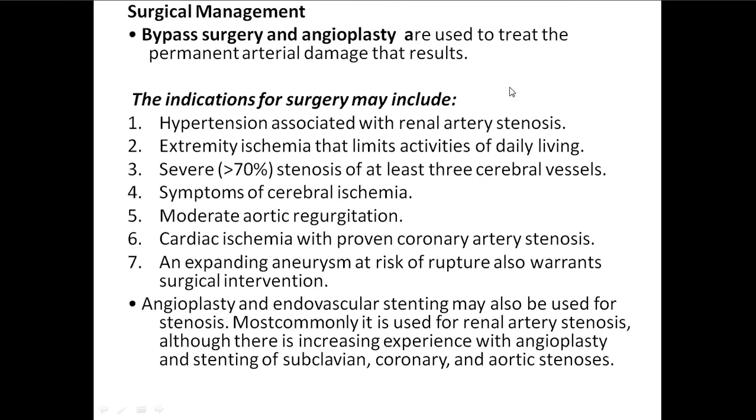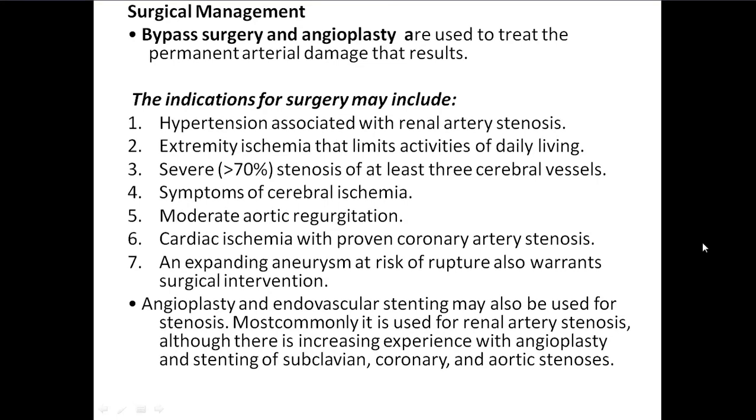So in simple terms, you can say when there is involvement of the kidneys secondary to renal artery involvement, or involvement of the brain due to the cerebral vessels, at least 3 cerebral vessels with more than 70% stenosis, and involvement of the heart, that is cardiac ischemia due to coronary artery stenosis. So the major organs are the brain, the kidney, and the heart. When these 3 are involved, and the corresponding vessels which supply them are stenosed, then you should go for surgical management.